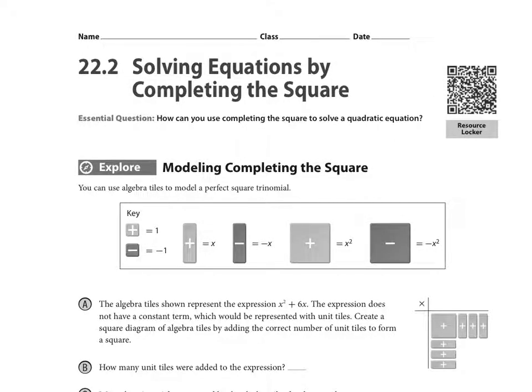Module 22.2, solving equations by completing the square. We're going to modify this slightly because in Algebra 1 you really don't have to know completely how to solve by completing the square, but you do need to understand the process of how to complete the square. So that's going to be our main focus.